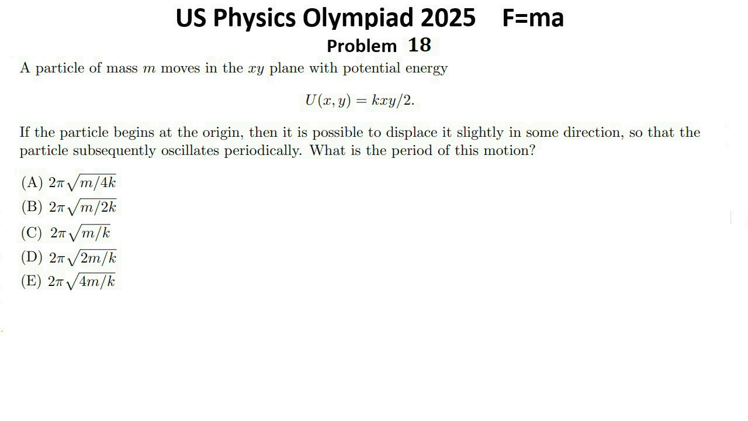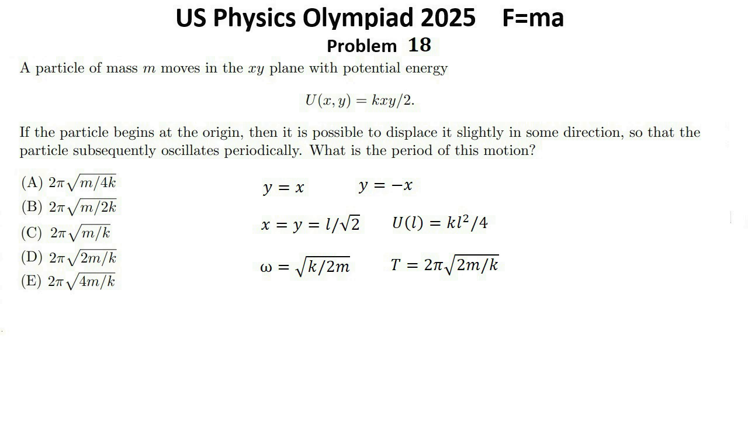Solution to problem 18. The potential function has a saddle shape, and the direction that allows simple harmonic motion is the displacement along the line y equals x. All other directions cause the particle to deflect toward the line y equals negative x. Suppose the particle is displaced a distance L along this line. Then x equals y equals L divided by the square root of 2. Therefore, the potential energy is kL squared divided by 4. In other words, the potential energy is the same as that of a spring with stiffness k divided by 2.